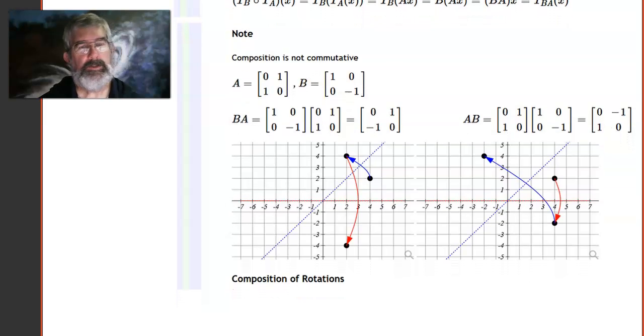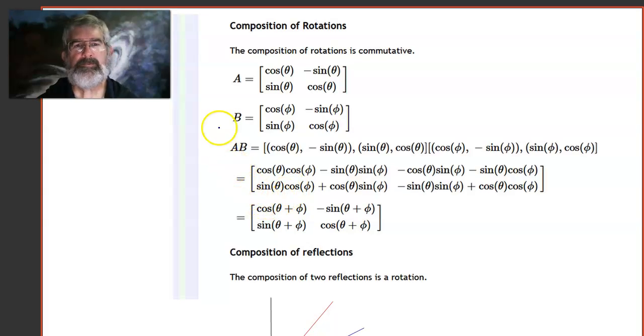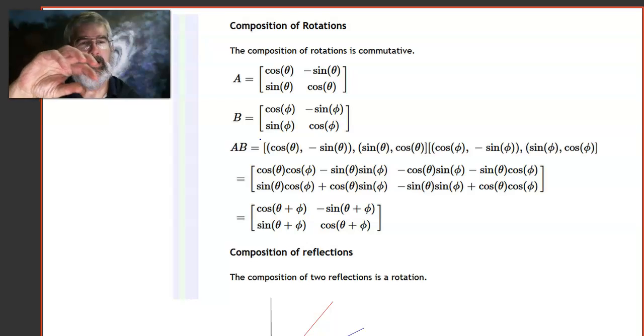For instance, rotations. I'm going to go down here. The composition of rotations. So A is the matrix for rotating through an angle of theta, and B is the matrix for rotating through an angle of phi. And my claim is that I can do this in either order. It makes some sense. If I take the plane and rotate it through an angle of theta, and then rotate it through an angle of phi, the total was theta plus phi. And if I rotate through phi first and then theta, it's phi plus theta, which is the same as theta plus phi. So it doesn't really matter what order you do them in.